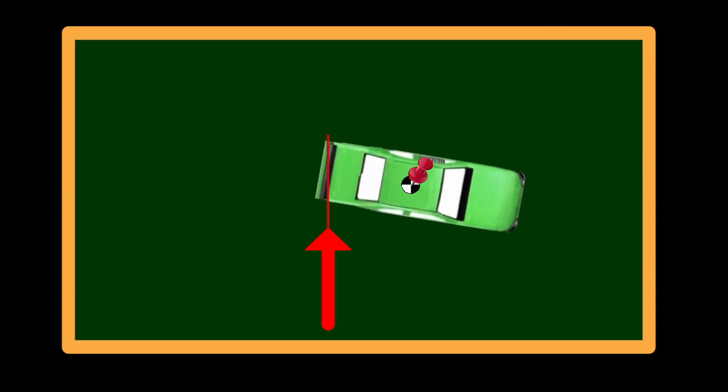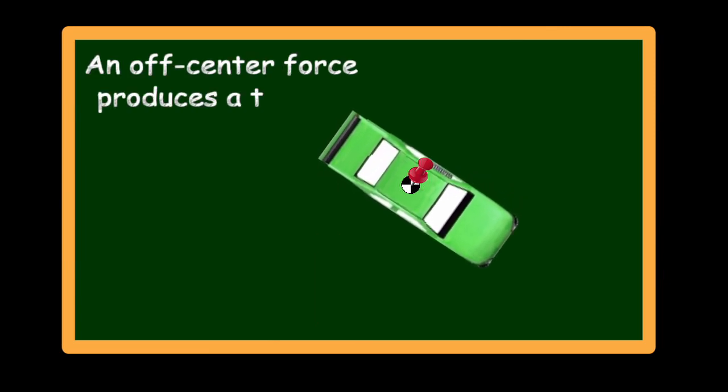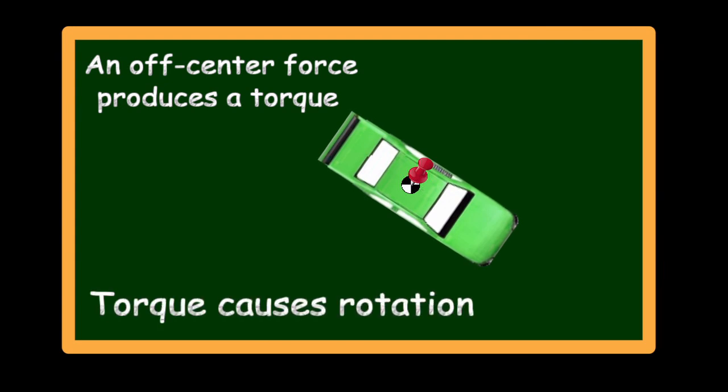Let's pin the car back down again, and this time apply a force that doesn't go through the center of gravity. The pinned down car is like a spinner for a board game. If I hit the car here, it's going to rotate. The force doesn't act through the center of gravity. The off-center force produces a torque, and the result of torque is rotation.